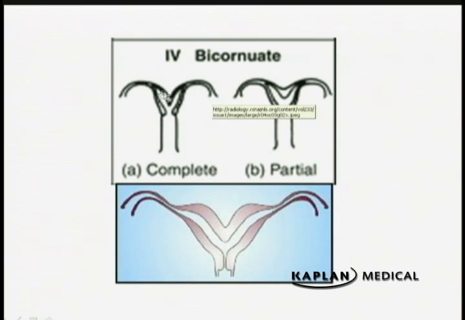So here we have one horn, here we have the other horn. You can see that there is a failure of fusion at the top, but not at the bottom. This results in a very thick septum.